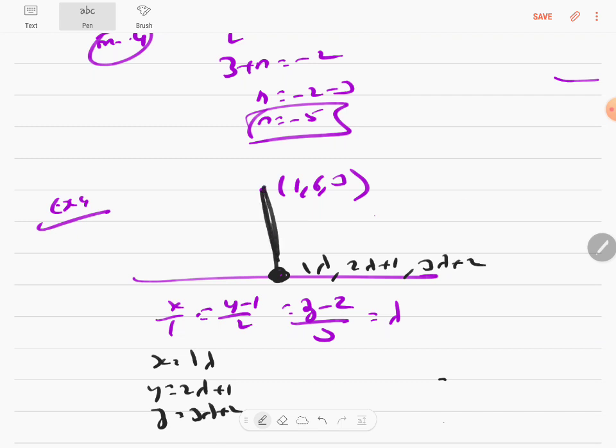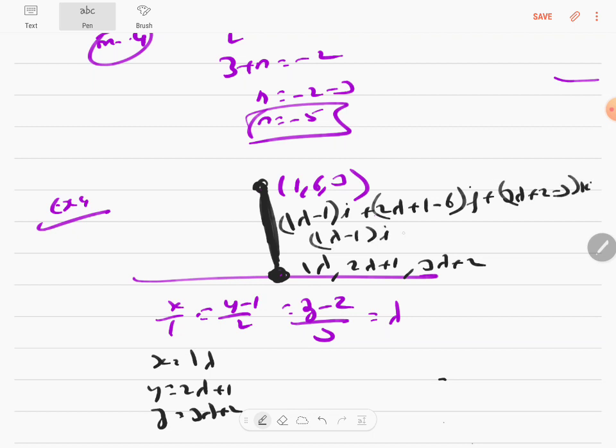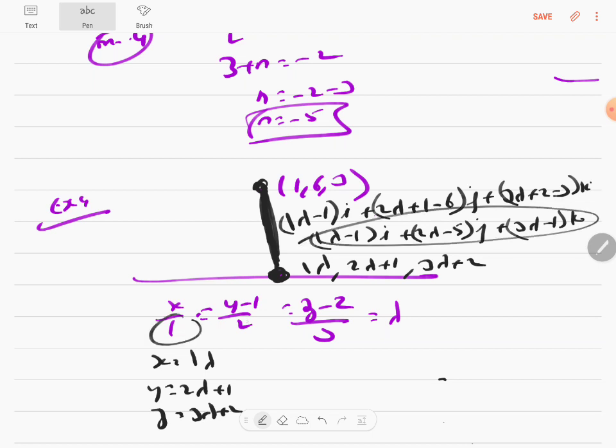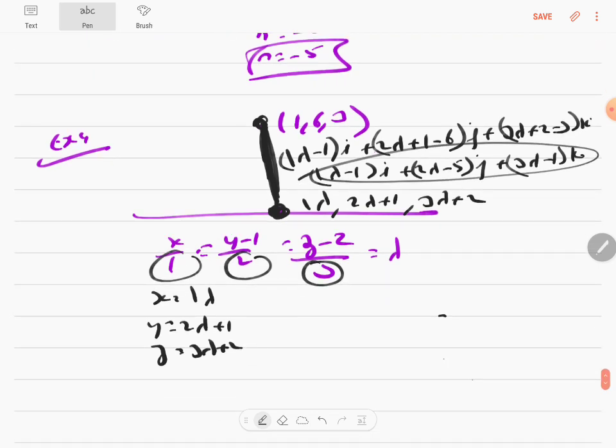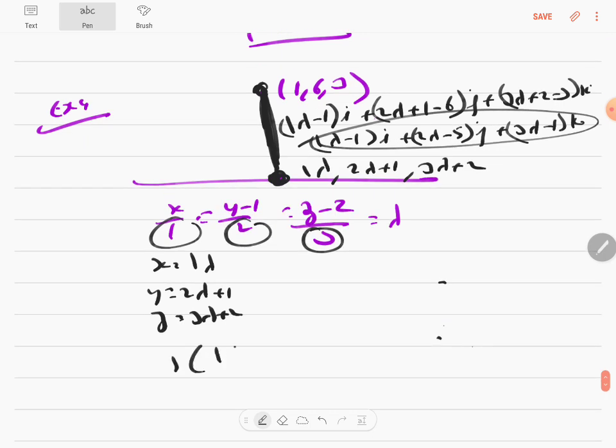Now write this vector, which is x2 minus x1 into i. So (1 lambda minus 1) i plus (2 lambda plus 1 minus 6) j plus (3 lambda plus 2 minus 3) k. So it becomes (1 lambda minus 1) i plus (2 lambda minus 5) j plus (3 lambda minus 1) k. Thus you found this vector. You know this and the line's direction vector are perpendicular to each other. So take the dot product: 1 into (1 lambda minus 1) plus 2 into (2 lambda minus 5) plus 3 into (3 lambda minus 1) has to be equal to 0.